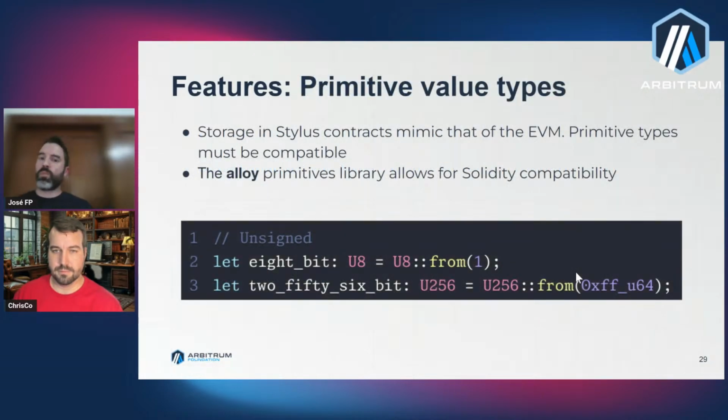So one of the important things to keep in mind here is that storage in Stylus contracts mimics that of the EVM, right? So the primitive types that we use for storage variables must be compatible, okay? And this is where Alloy primitives help us a lot because they have these primitive types. They allow us to be compatible with Solidity. Okay, so for example, you can see here these U8 and U256 types that we are using. These are the primitive types that come with Alloy.